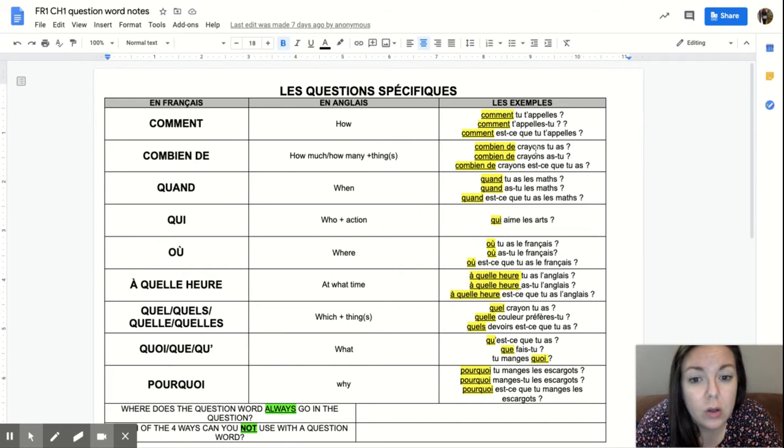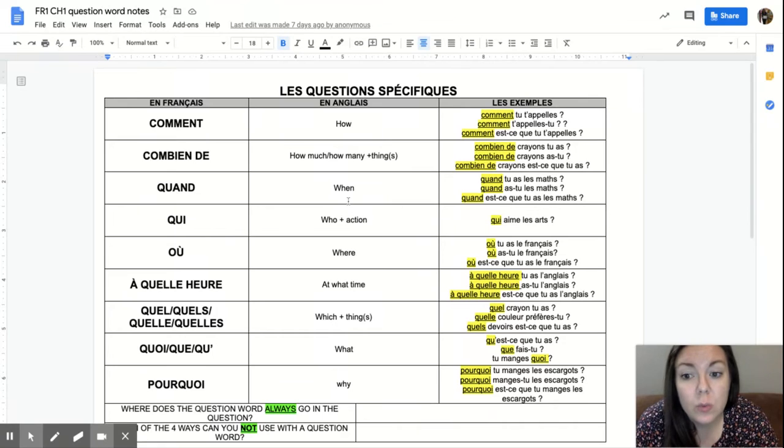And notice, look at your examples. Combien de crayons tu as? So it's how many plus things. That how many is always followed first by the object or item that you're asking how much of. So combien de crayons tu as? Inflection. Combien de crayons as-tu? Inversion. Combien de crayons est-ce que tu as? Est-ce que. So notice here again where est-ce que goes in that question now. It's after the how many things.